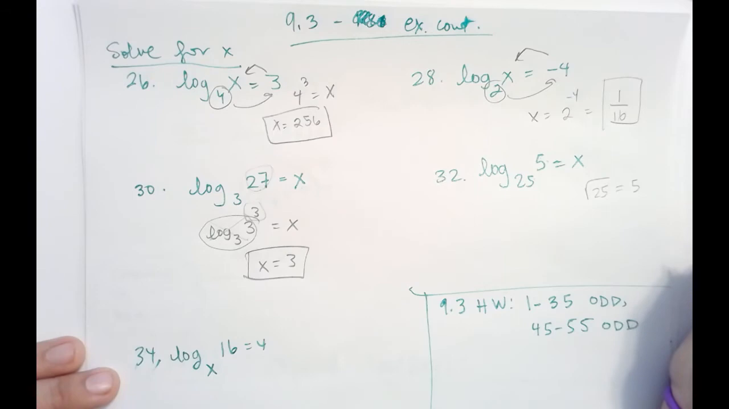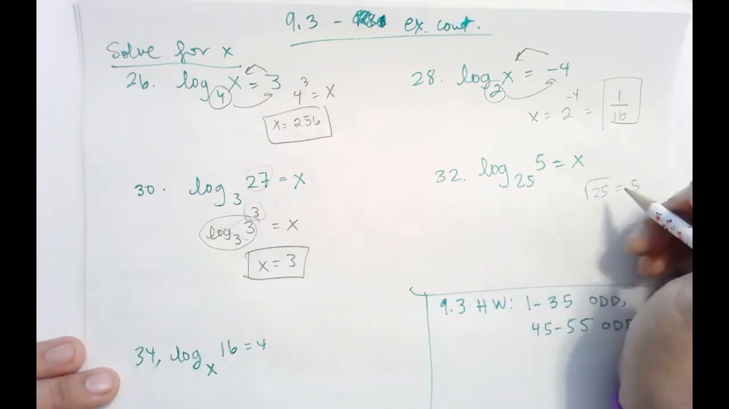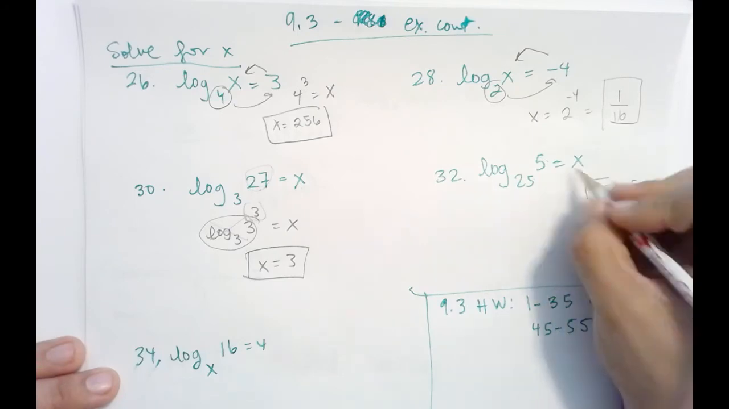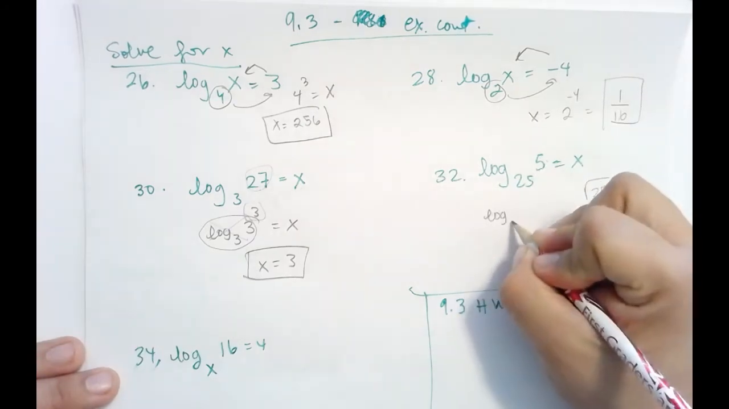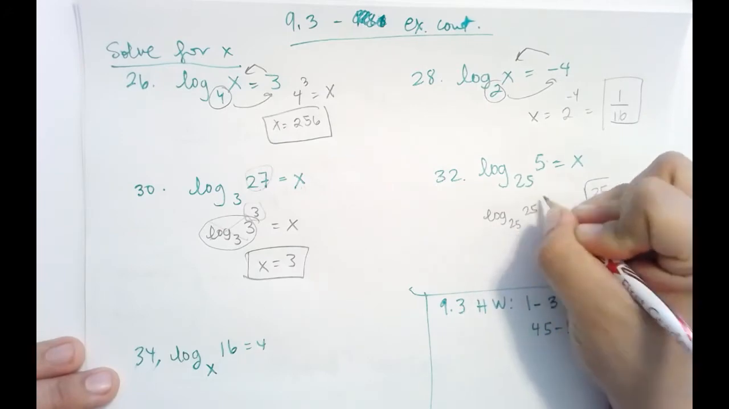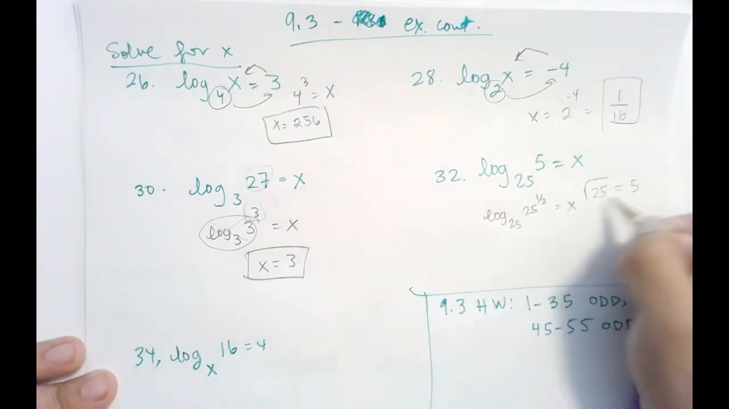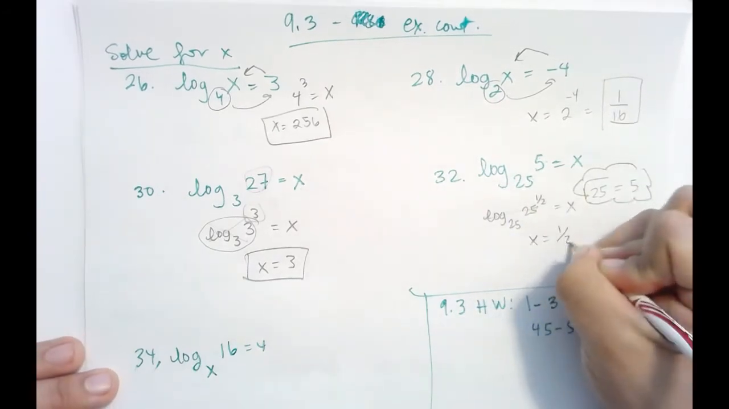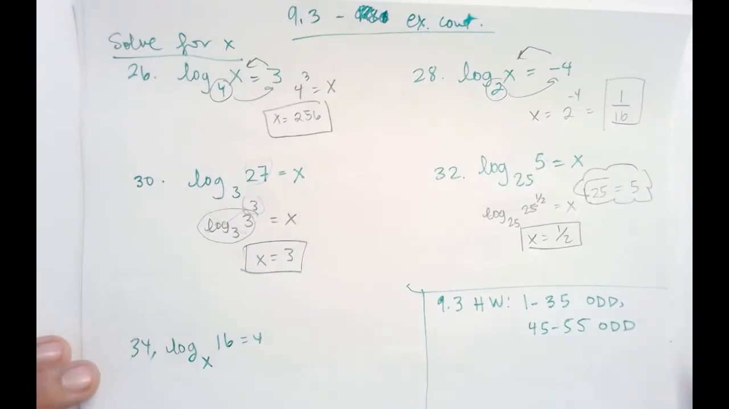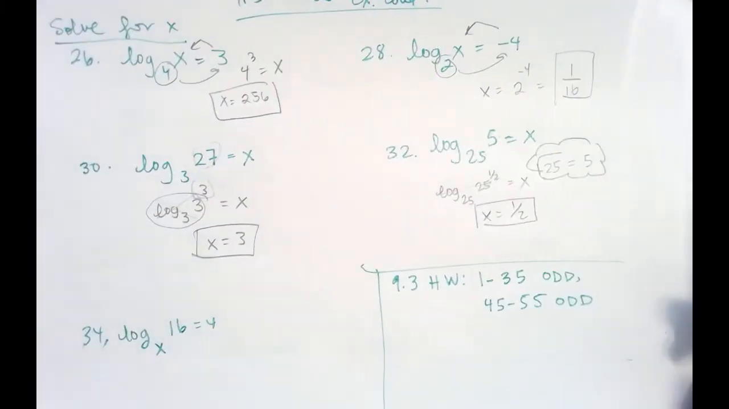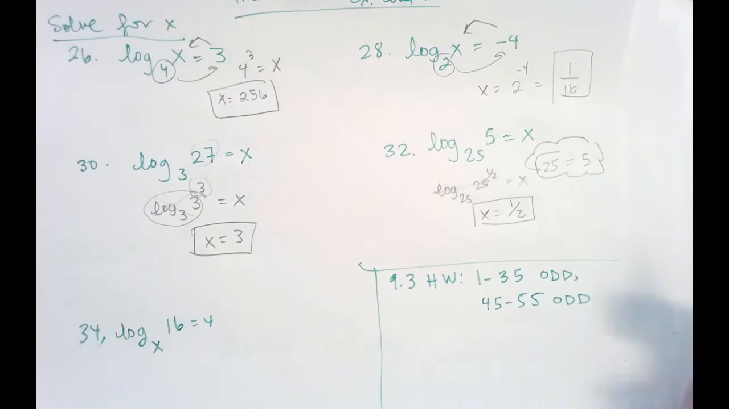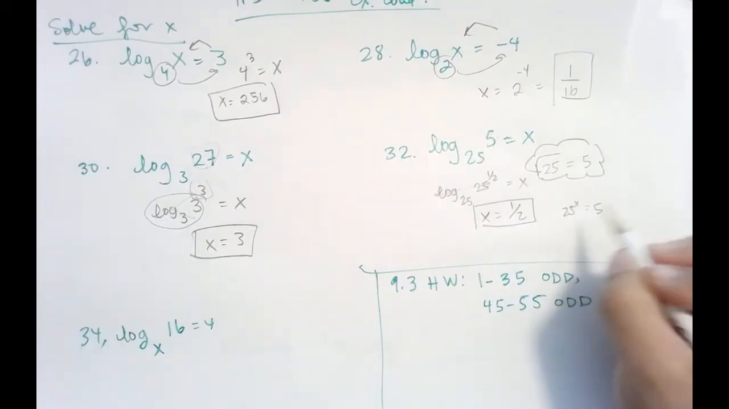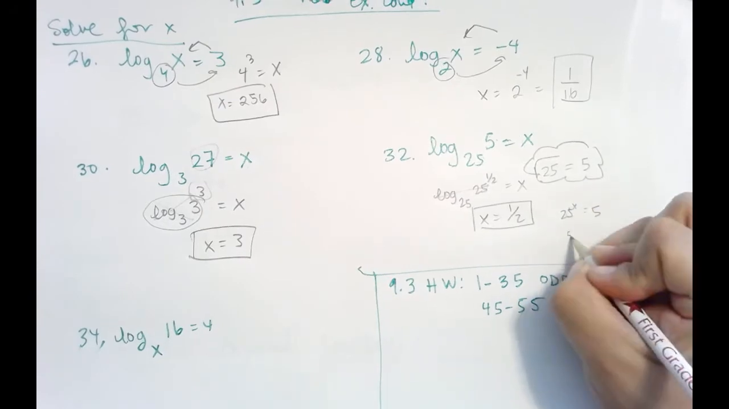So one way you could say this is, okay, I can replace this 5 with the square root of 25. So log base 25 of 25 to the half power is equal to x, since this is true. Okay, so that cancels and you get x is equal to 1/2. Another way you could have done this, just in case you don't remember that, is to write this in exponential form, and you come to the same conclusion anyway. So you would have written 25 to the x is equal to 5. Well, we know that 25 is 5 squared.